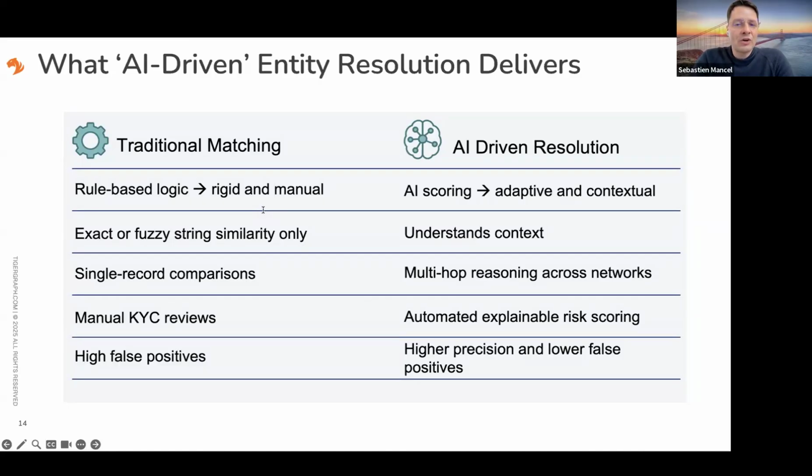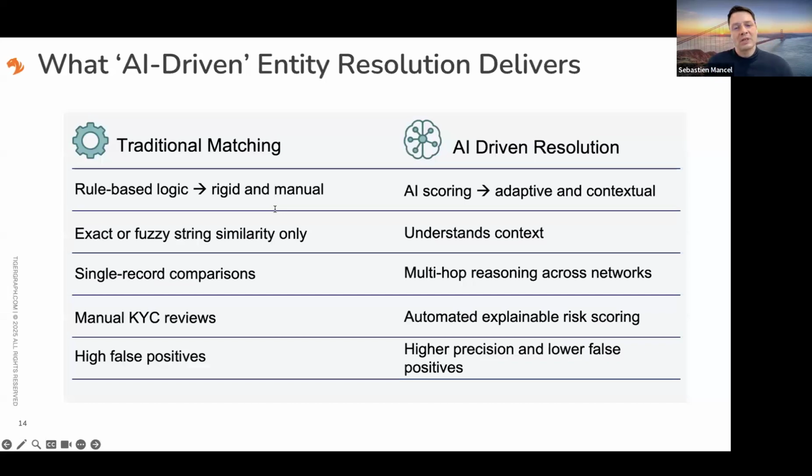Traditional systems rely on rigid rule-based logic. They are brittle, they require constant tuning, and they still miss variations or evolving data patterns. AI-driven resolution, on the other hand, is fundamentally different. It learns from the context and relationships, not just predefined rules. And legacy tools compare one record at a time.